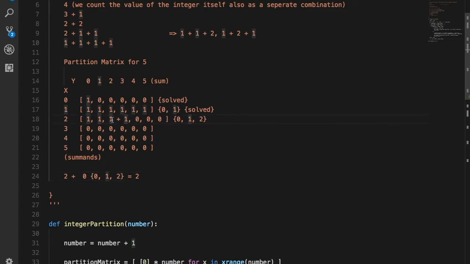By adding the excluded and included values for generating 2 from 0, 1, 2, we get the answer 1 plus 1, which is 2. So we fill the field 2, 2 with 2. Similarly, now we have to generate 3 from 0, 1, 2. Hence, we use the same principles of exclusion, inclusion and addition.